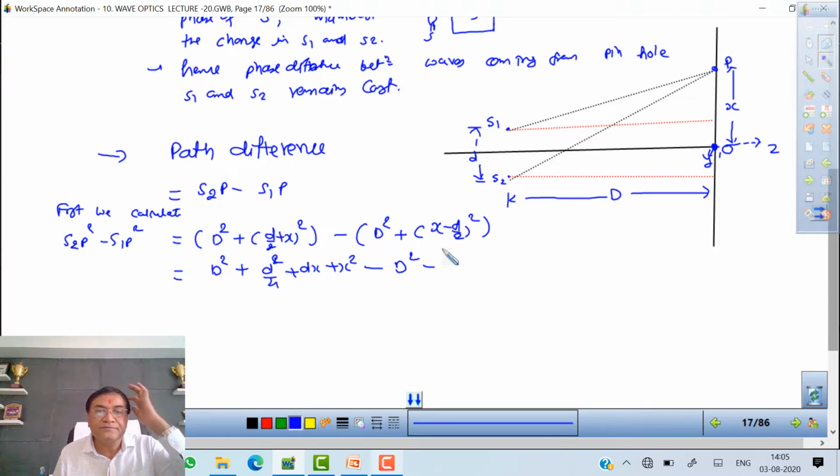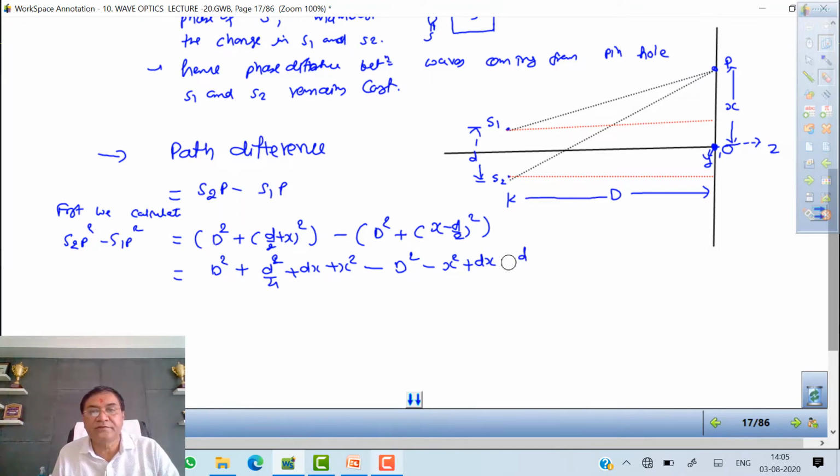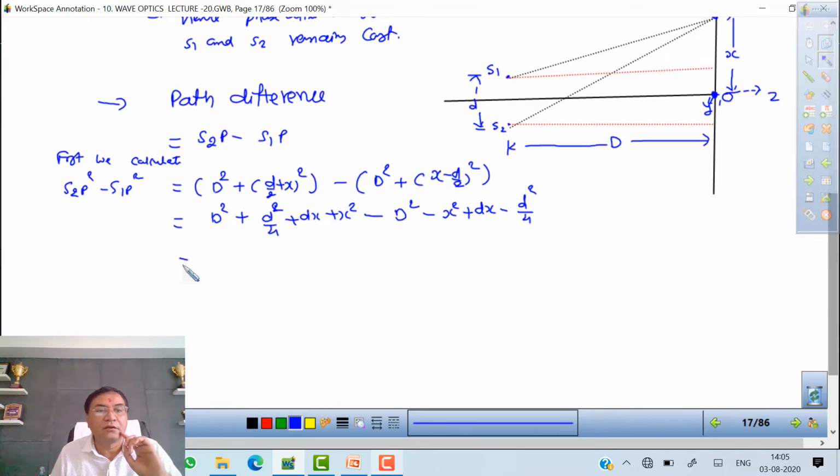This is again minus sign, x square, minus minus it will become plus dx, and minus D square by 4. So finally, D square is cancelled out, this is also cancelled out, so everything cancels. Finally we get 2dx. So this is S2P square minus S1P square.